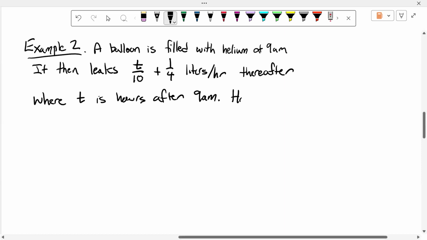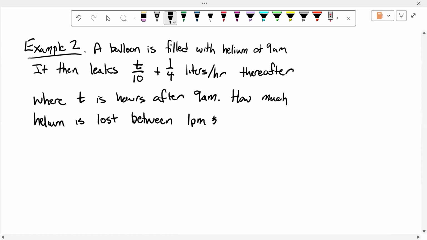All right, you can ask this question. How much helium is lost between 1 p.m. and 4 p.m.? So you're basically told the rate at which the balloon leaks helium. And now you want to know, well, how much am I losing between 1 p.m. and 4 p.m. specifically?